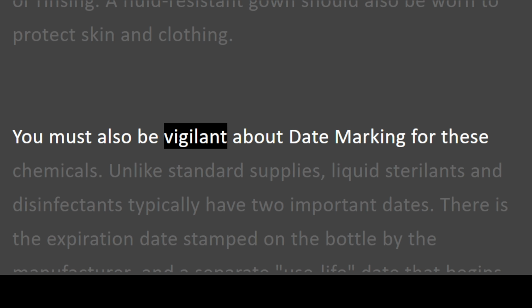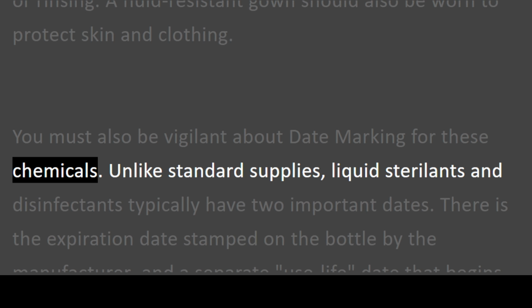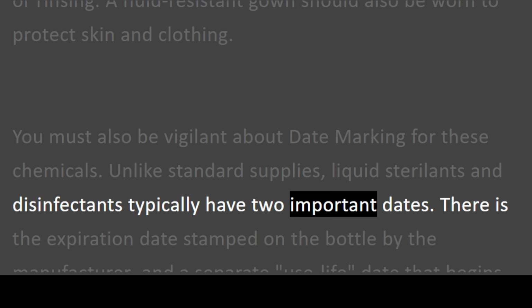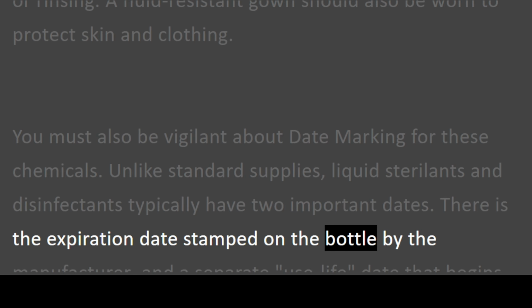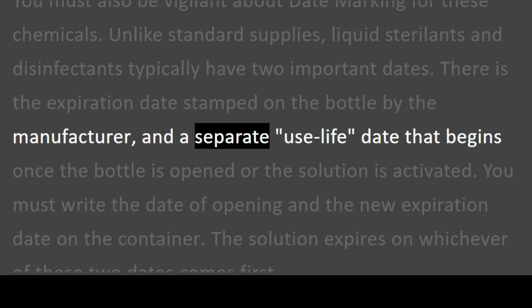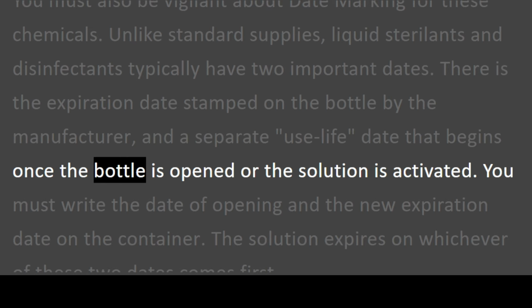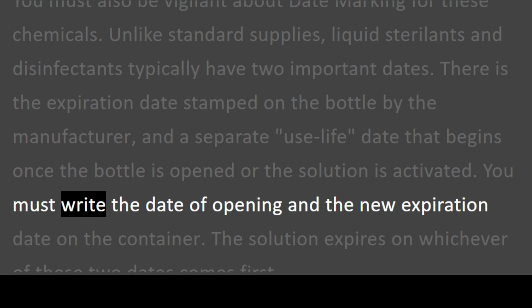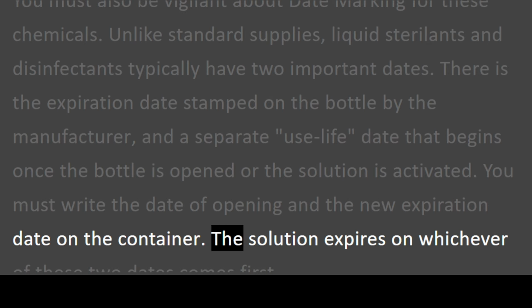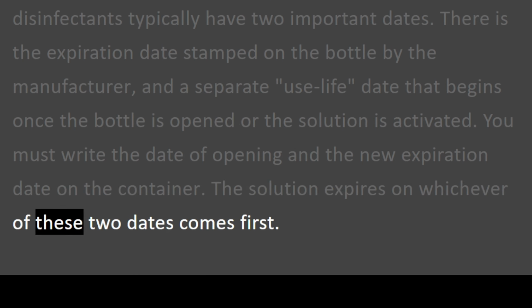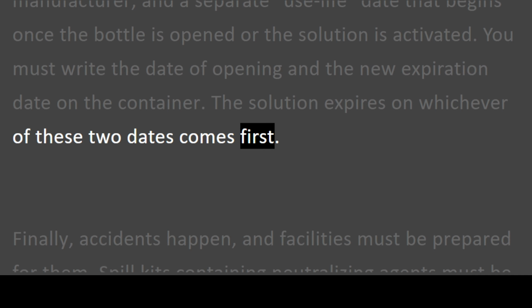You must also be vigilant about date marking for these chemicals. Unlike standard supplies, liquid sterilants and disinfectants typically have two important dates. There is the expiration date stamped on the bottle by the manufacturer, and a separate use life date that begins once the bottle is opened or the solution is activated. You must write the date of opening and the new expiration date on the container. The solution expires on whichever of these two dates comes first.